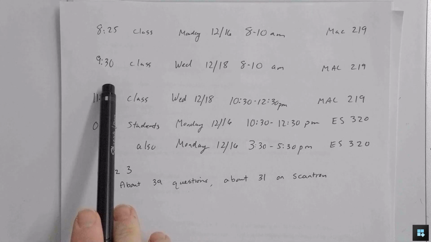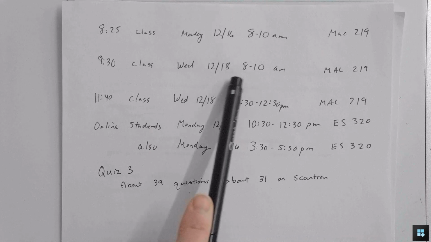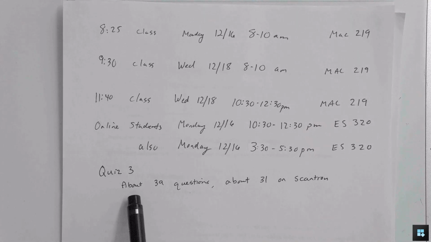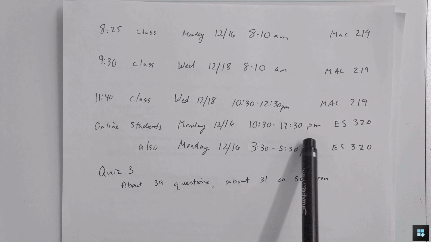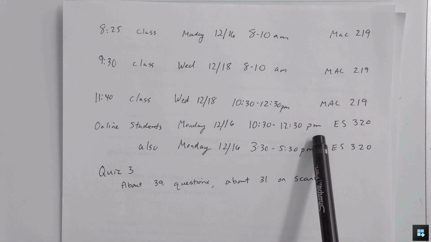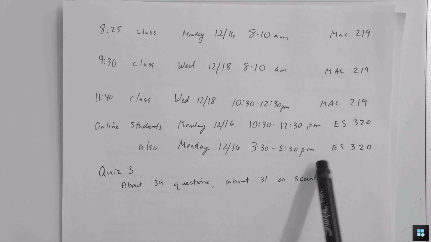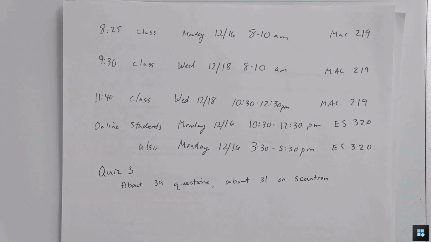Your class that I'm in right now is at 9:30, so your quiz will be Wednesday the 18th from 8 to 10 in MAC 219. Online students, you have two different times you can come in: Monday the 16th at 10:30 or 3:30. And all of you, I don't care if you interchange and take the quiz at one of these other times, just so you take it, okay? Does anybody have any questions before we review?